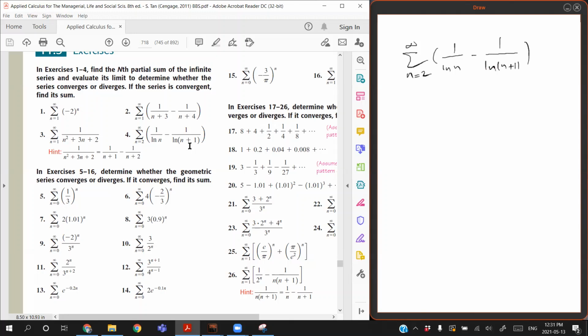Now, let me try to write Sn. Sn is the sum of the first n terms of the sequence. So that's going to be the sum from n equals 2 to uppercase N, and it's going to be like this. First n is 2, 1 over ln of n minus 1 over ln of n plus 1.